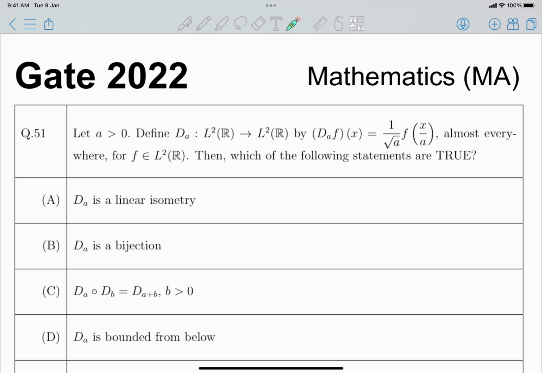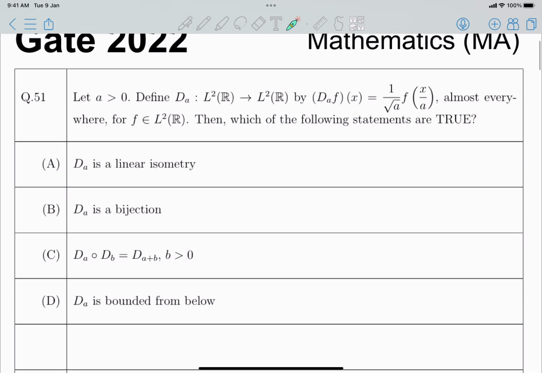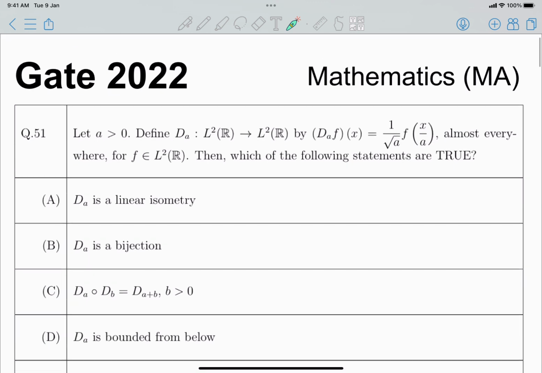R to L2 of R, defined by dA of f of x is 1 by square root A, f of x by A, almost everywhere, for f in L2(R). Then which of the following statements are correct? You have to check: dA is linear isometry, dA is bijection, dA composed with dB is d of A plus B, and dA is bounded from below. So these are the four options we have to check.